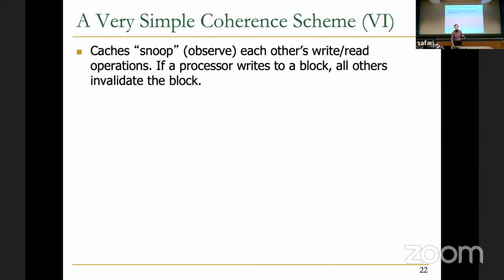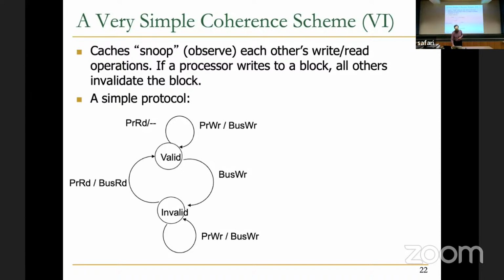So this is our simplest protocol, basically. It's a very simple coherence scheme. It's called valid-invalid protocol, let's say. I just made up the VI protocol. And caches snoop or observe each other's write and read operations. If a processor writes to a block, all others invalidate the block. That's the idea. So this requires a state machine for a given block.